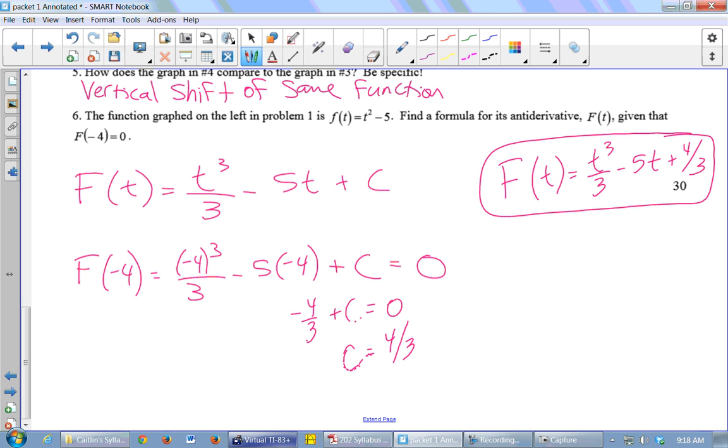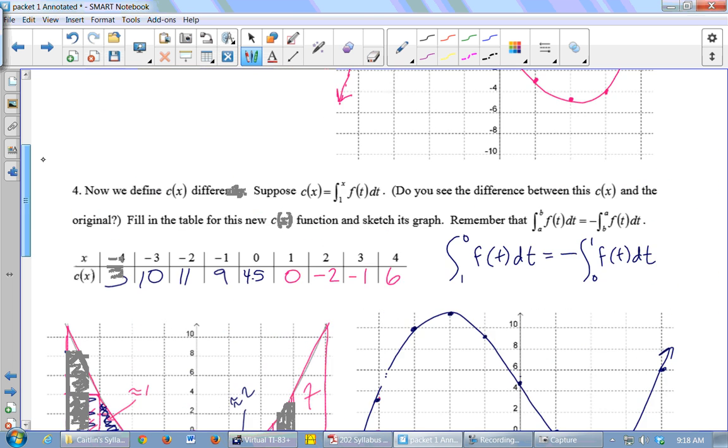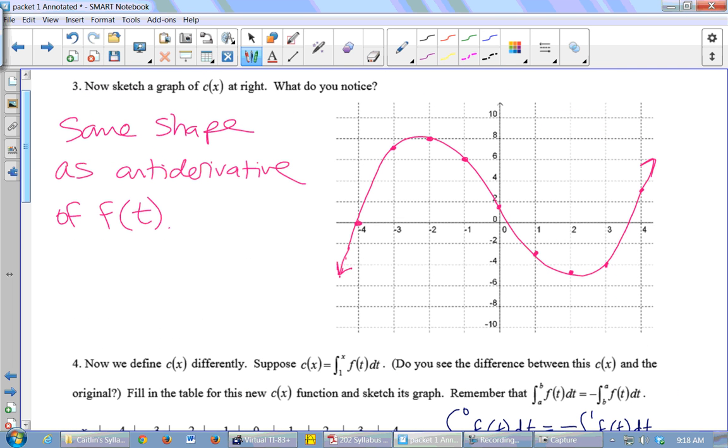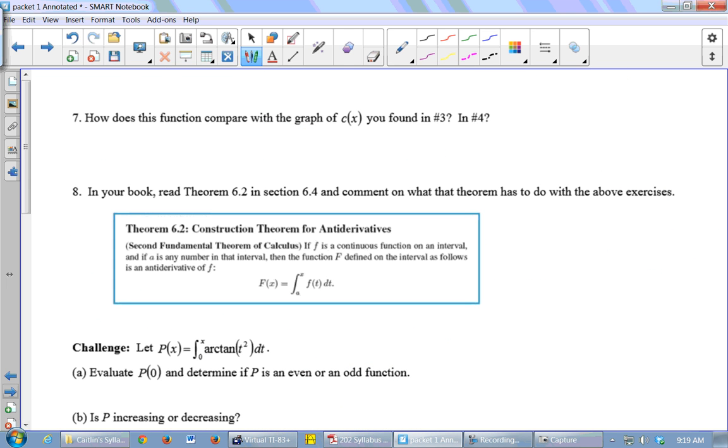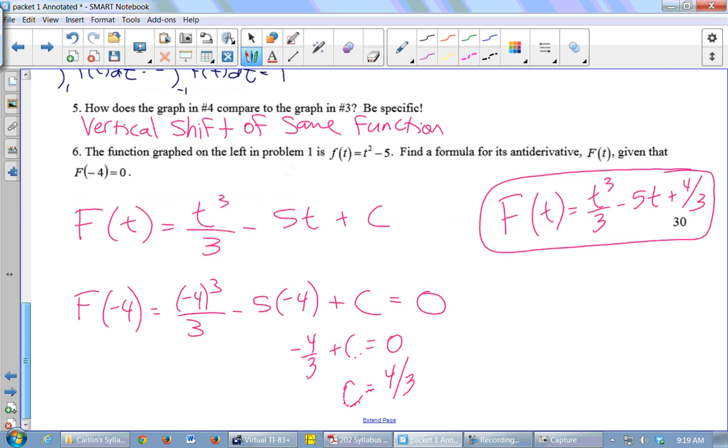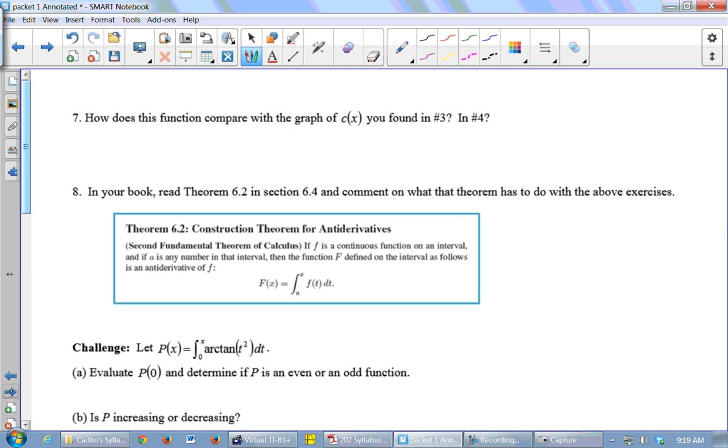So that should be a formula for the antiderivative we graphed that went through negative 4, 0. And it does look like it goes through 5/3 there. Okay, so this is the same as the graph from number 3. That's the one we graphed where f of negative 4 equals 0.